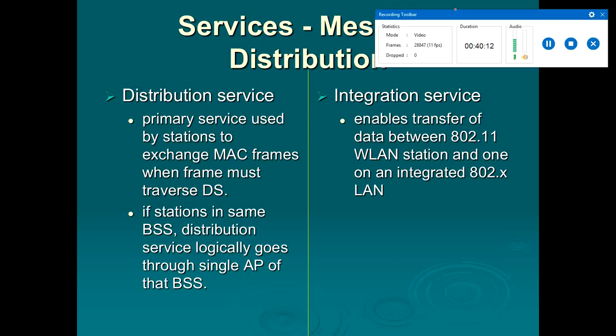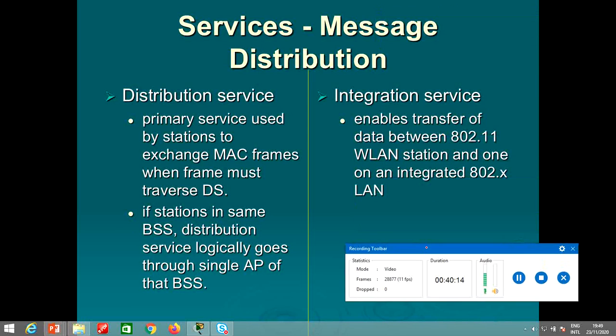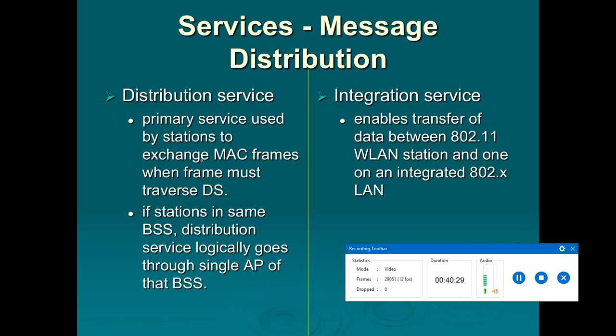Now let's talk about the distribution service and the integration service. The two services involved with the distribution of messages are the distribution and integration. Distribution is the primary service which is used by the stations to exchange MAC frames when the frames must traverse the distribution system to get from one station in one basic service set to a station in the other basic service set.